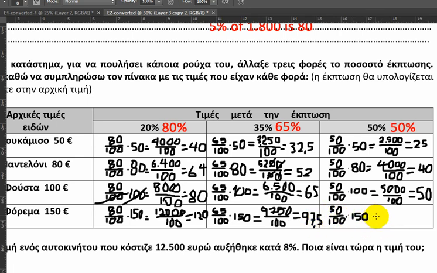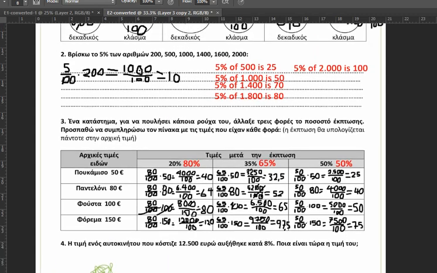Next up, we have 50 over 100 times 150. So 5 times 15 would give me 75, and then I'm going to put 2 more zeros over 100. 7,500 over 100 would give me 75. And that's all my solutions. So make sure you got these correctly.